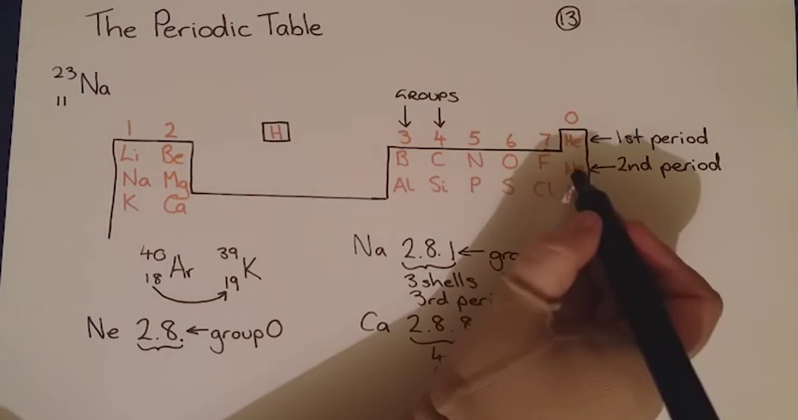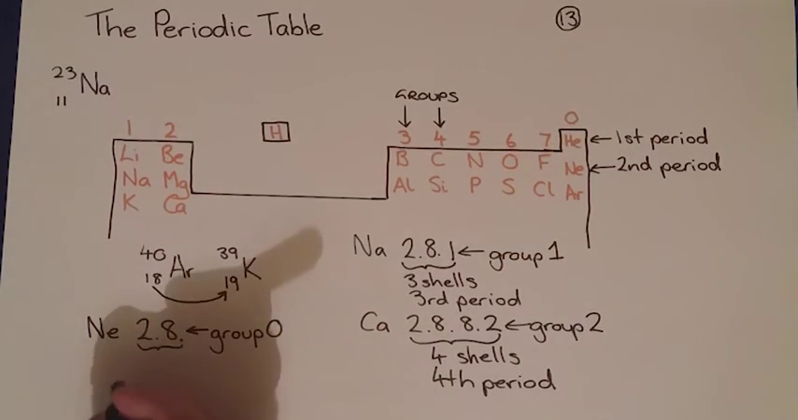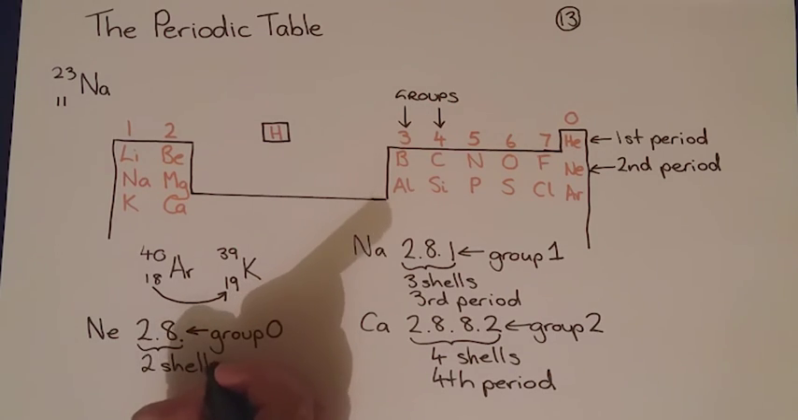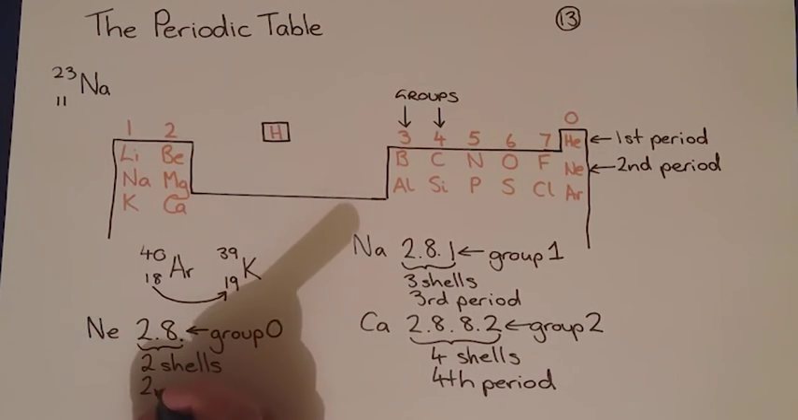Neon, as we can see here, is in period 2, which corresponds with the fact that it's got 2 digits, and therefore it's got 2 shells.